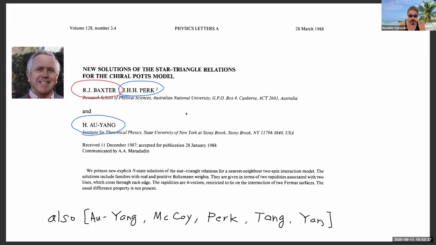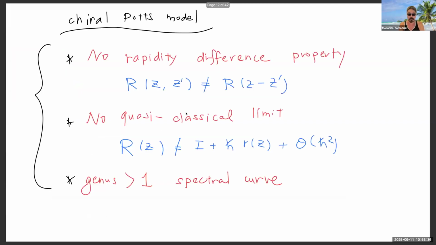And this solution, which I'm going to call the Chiral Potts model, is a rather remarkable solution, and it's still one of the state of the art in integrable models. Compared with many other integrable models which people are familiar with, this has very peculiar properties. Well, first, there is no rapidity difference property, as I emphasized before. It has no nice quasi-classical limit which starts with the identity. And of course, the genus is greater than 1.